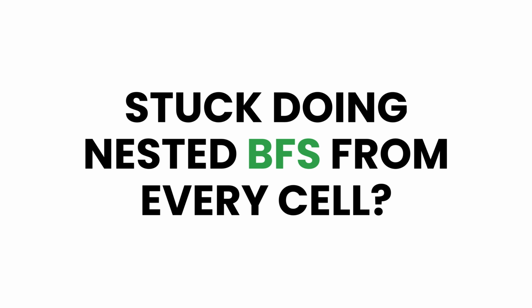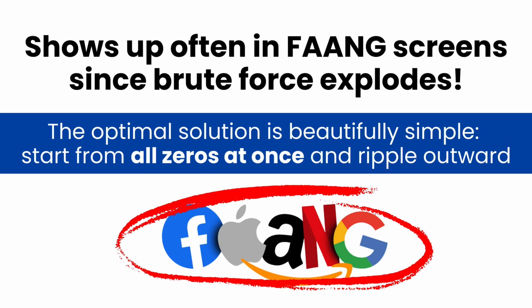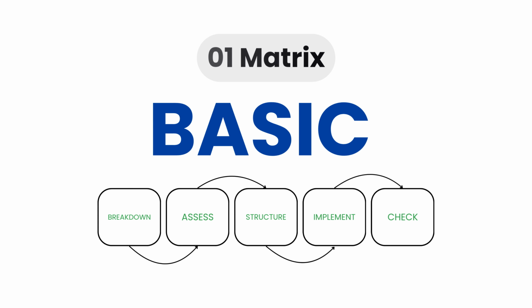Stuck doing nested BFS from every cell? 01 Matrix is the perfect test of multi-source BFS thinking. It shows up often in FAANG screens because a brute force approach explodes, while the optimal solution is beautifully simple. Start from all zeros at once and ripple outward. Let's crush it with basics so you can narrate it confidently.